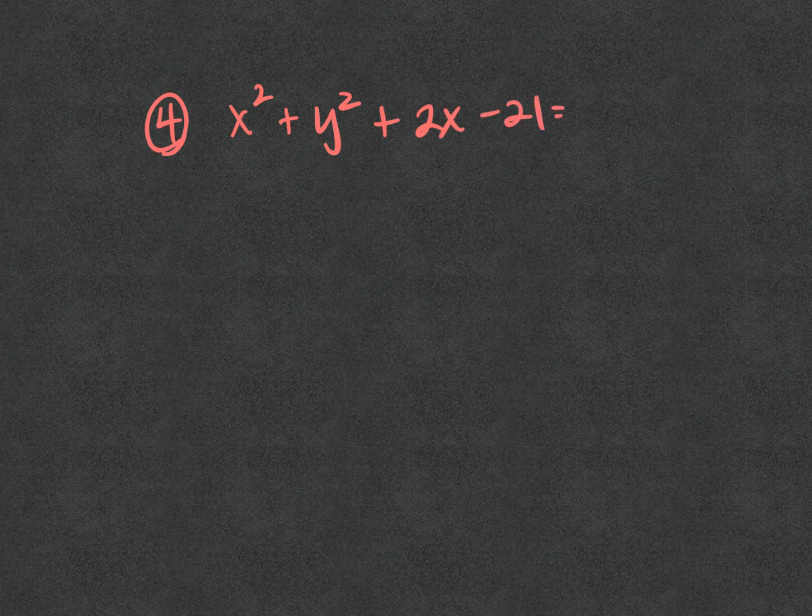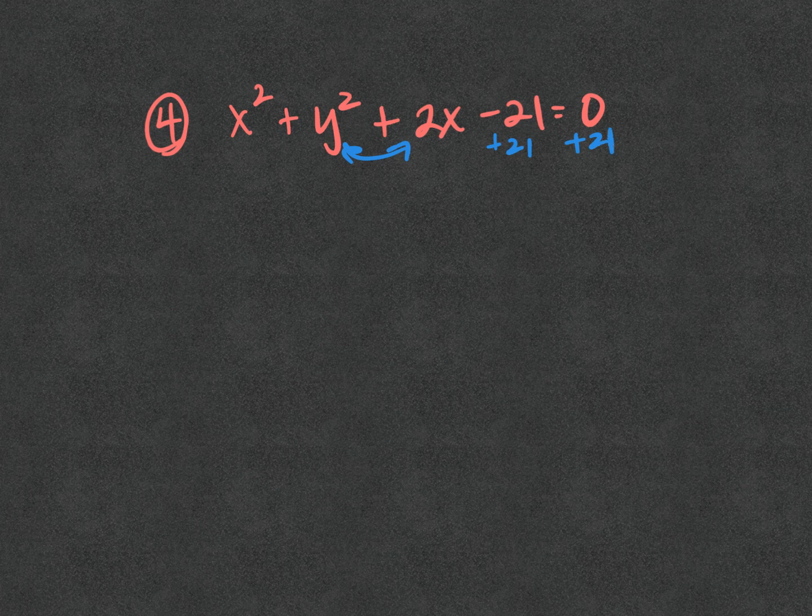Minus 21 equals 0. So you see the circle here? Perfect. Hopefully that was a yes. Commutative property to change the way we order. Add 21 to both sides.